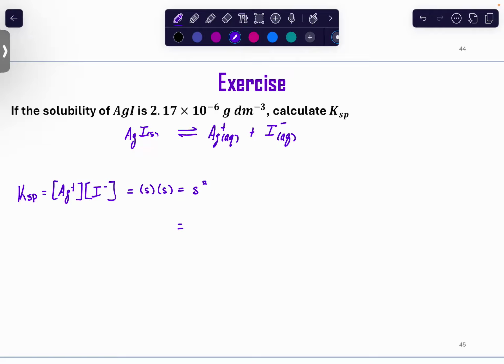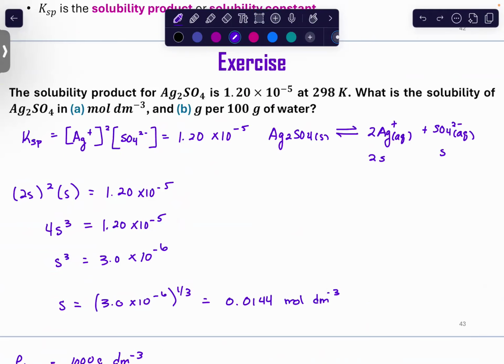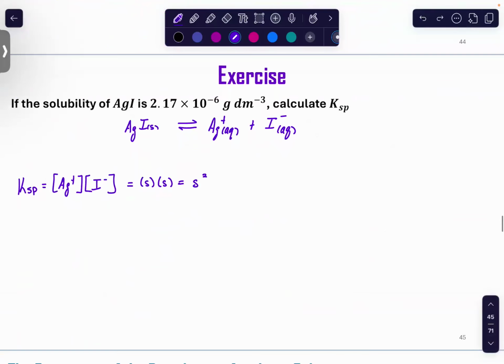And then grams per... Now one thing you do have to do is this solubility that you calculate. What units will it give you? If we go back up here, what units will I get for the solubility? For S, moles per cubic decimeter. Now this number is in grams per cubic decimeter.